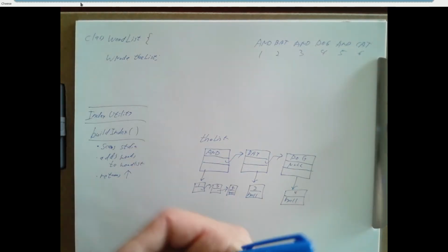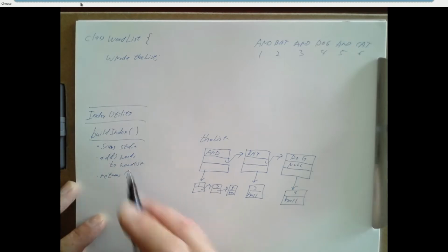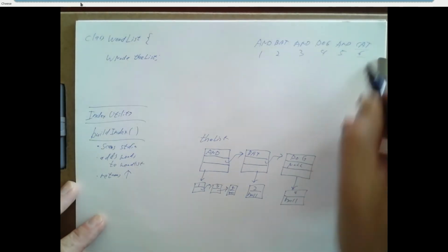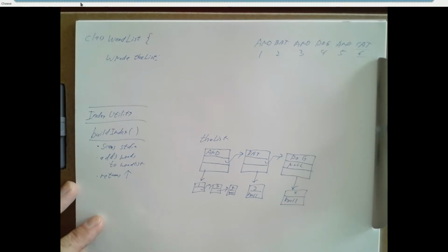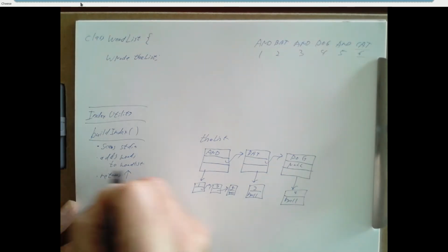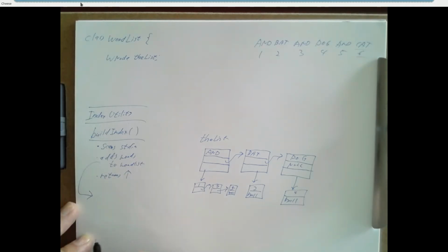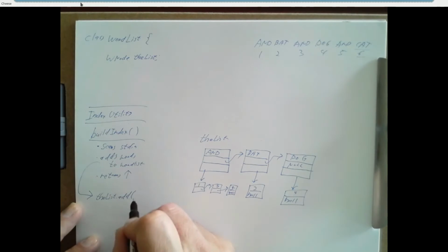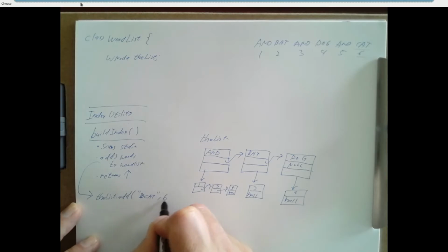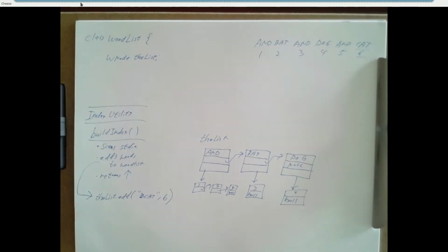So you're in your build index method, and you scan standard in, you see the word cat, and you increment your position from 5 to 6. And to add the word to word list, you would do something like the list add. You wouldn't put this in quotes, but you've got some variable that you scanned your word into. That's the variable name you put there. That's whatever variable is keeping track of your position. But effectively, you're calling the add method of this word list, adding the word cat to position 6.